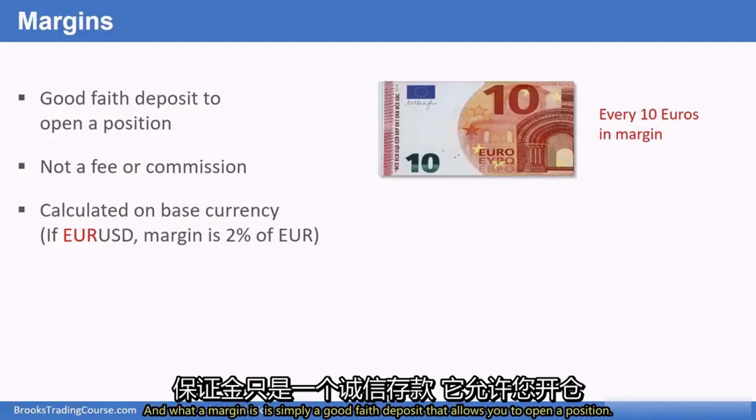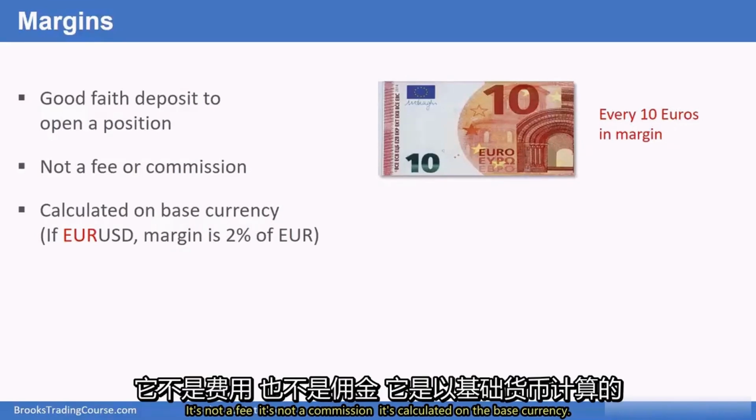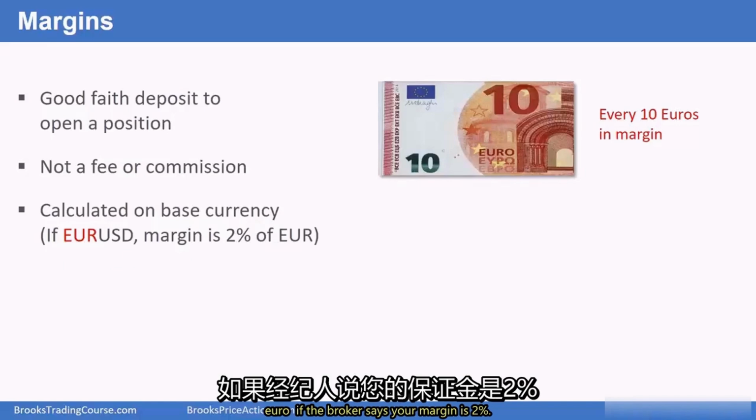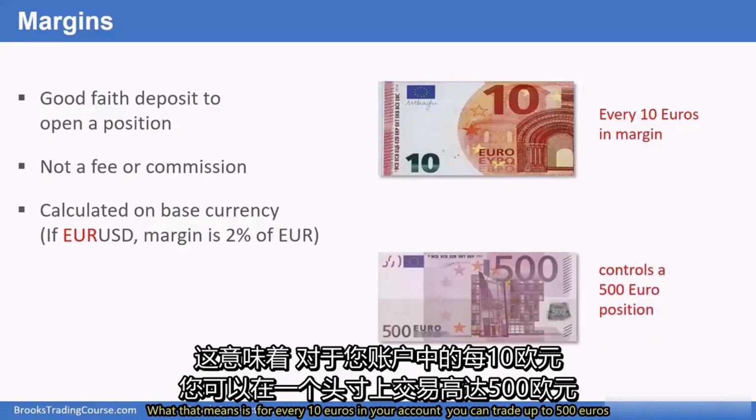And what a margin is, simply a good faith deposit that allows you to open a position. It's not a fee, it's not a commission. It's calculated on the base currency. So for example, if you're trading the euro versus dollar pair, the margin is 2% of the euro if the broker says your margin is 2%. What that means is for every 10 euros in your account, you can trade up to 500 euros in a position.